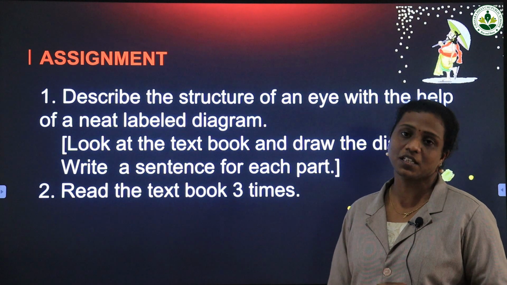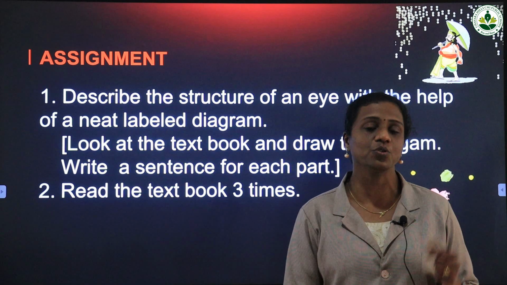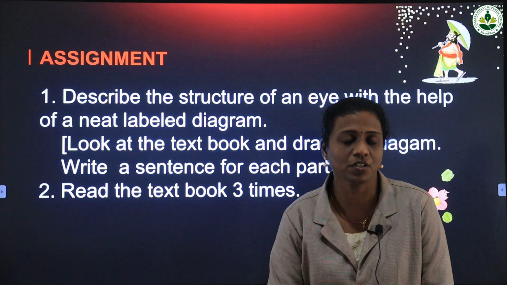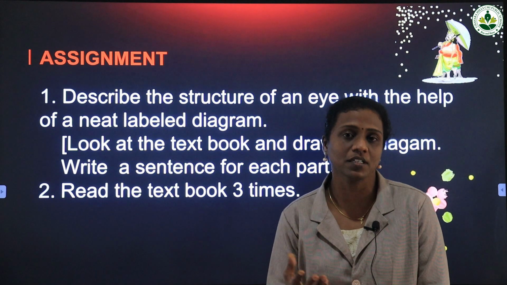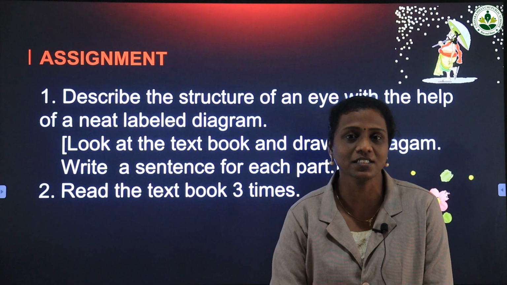Last question: read the textbook 3 times. So you have to do the assignment very well. You have to study how to draw and label the picture of the eye, and also study how to write the explanation for each part of the eye. So we will see in the next class.